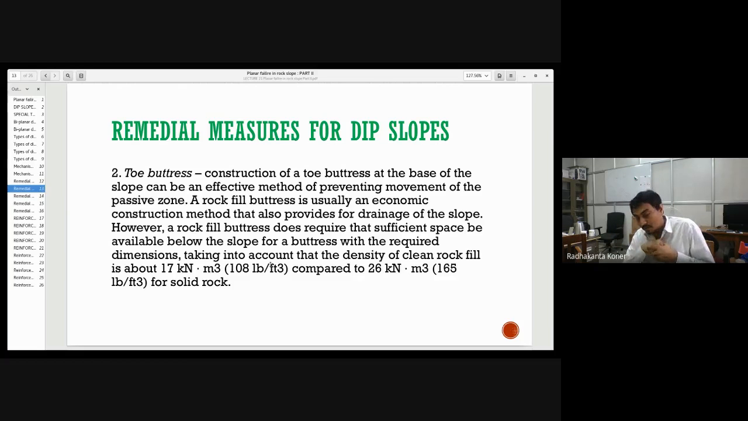Not only so, in a condition where the groundwater flow is a reality, this bulk amount of material will also help to drain out the water easily through it. So it will not get stuck, it will not let the water stay in the slope face. It will actually help the water to come out of the wall through this buttress.